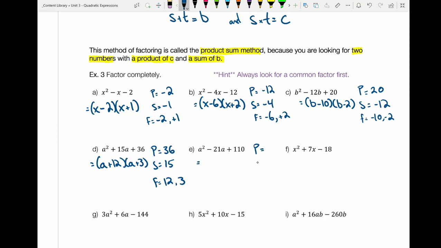The next one, again, product, sum, and my factors. So the product is 110. The sum is negative 21. In this case, my factors are going to be negative 10 and negative 11. Negative 10 times negative 11 is 110. Negative 10 plus negative 11 is negative 21. So a is going to be my variable. From the expression, I can see a is being used. Then one number, negative 10, and then a, and then negative 11 will be my second one, and that's factored.